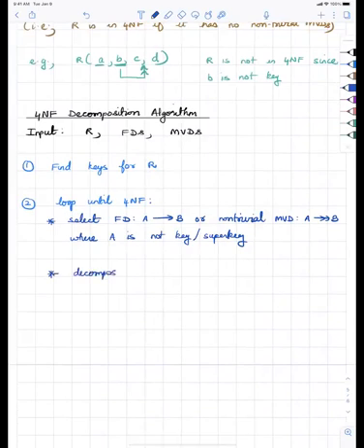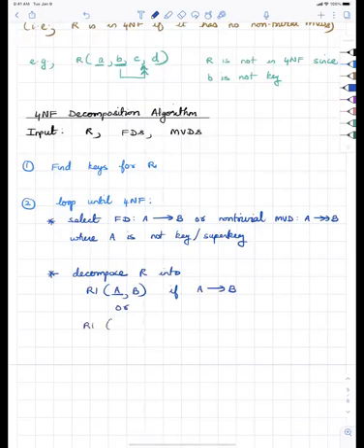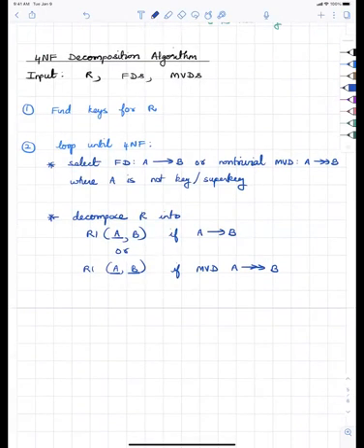In the next step, you divide R. You can do R1, AB, if A multi-value determines B. Remember, if it's a multi-value dependency, then A is not a key; A and B together are the key. So R1 could be either this or this, and you have R2, which is all the elements other than B, so R minus B. Then you check whether R1 and R2 are in fourth normal form.